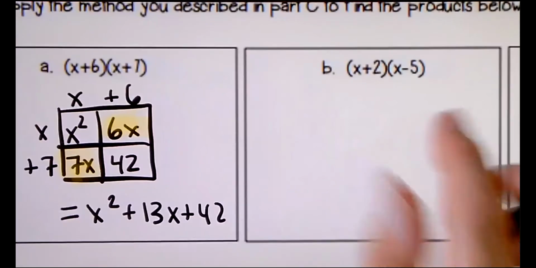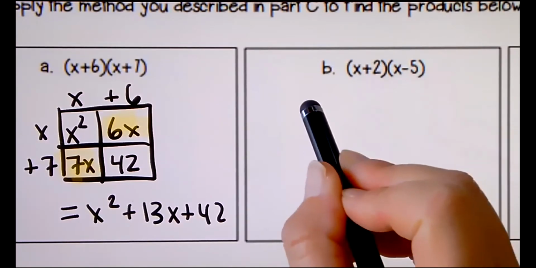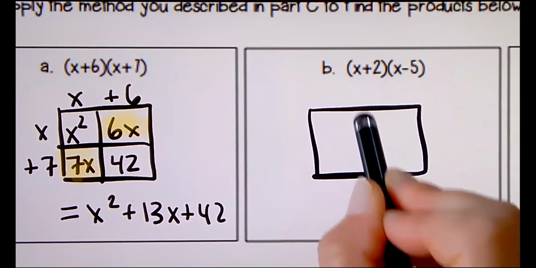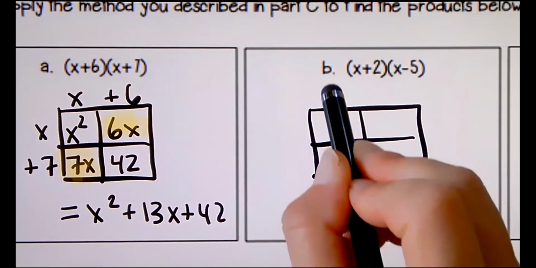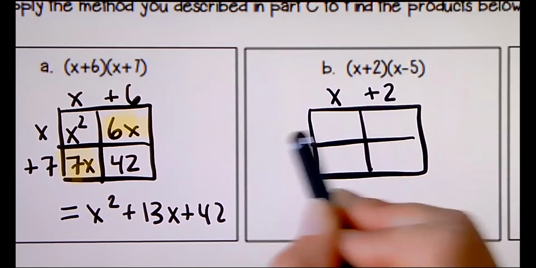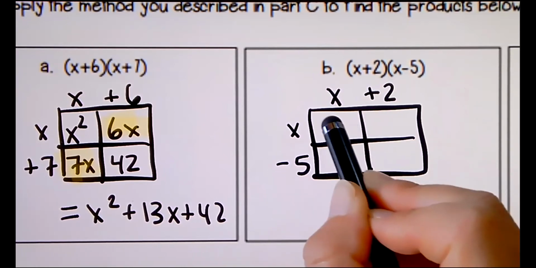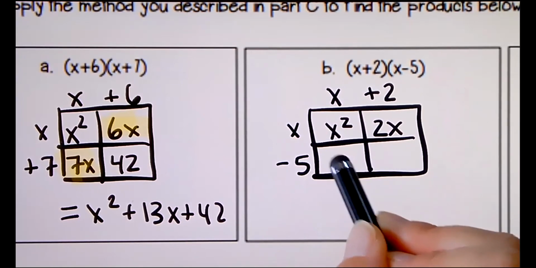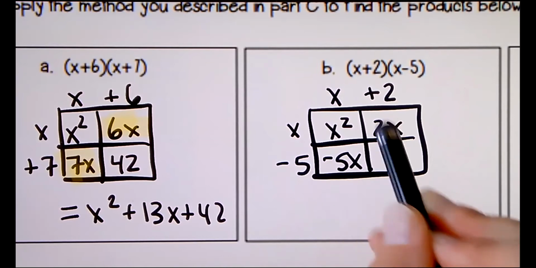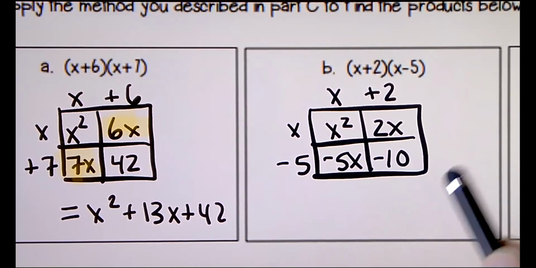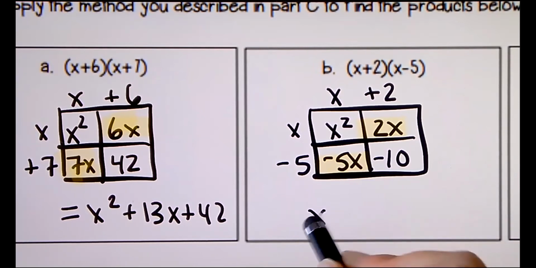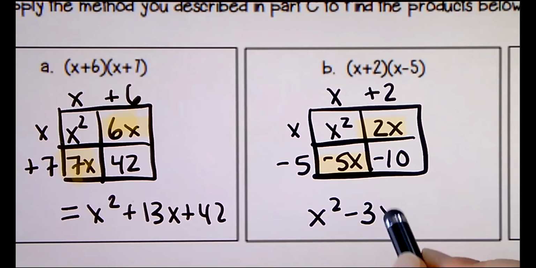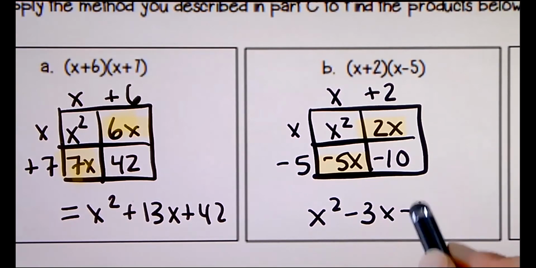Now this one here, again, 2 by 2. All the ones we're seeing today are 2 by 2, because they're all binomials, 2 terms. So x plus 2, x minus 5: x squared, x times 2 is 2x, negative 5 times x is negative 5x, and negative 5 times 2 is negative 10. Combine your like terms. So I'm going to get x squared minus 3x, because I'm combining those, minus 10. That's my answer.